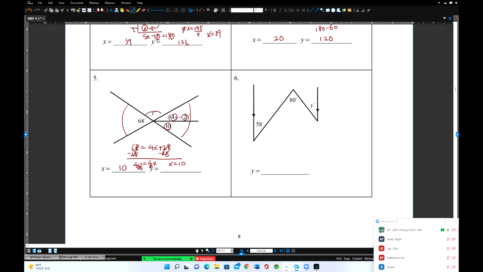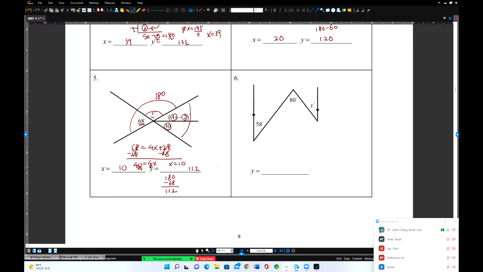But why? Now take a look at these angles. Supplementary angle. A straight angle is 180 degrees, okay? Because 68 and y form a linear pair. They stand on a straight line. So y equals 180 minus 68. That is how much? 112. It's okay.